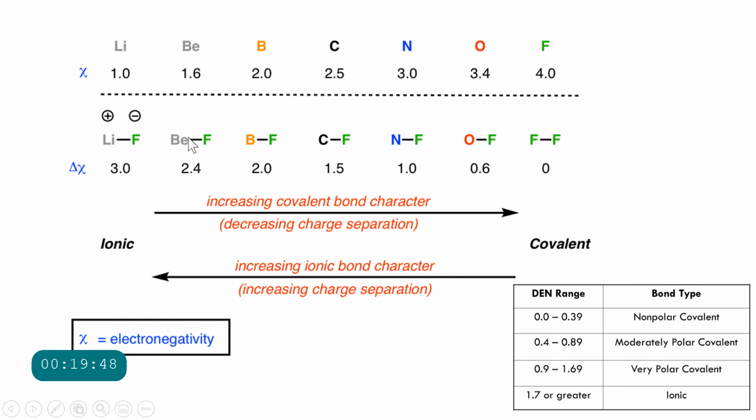But you can see here, beryllium and fluorine, 4.0 minus 1.6 is 2.4. And then boron and fluorine are 4.0 minus 2.0, giving you a 2. It's just simple subtraction to give you an idea of what type of bond you're dealing with.